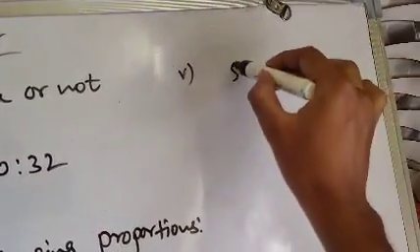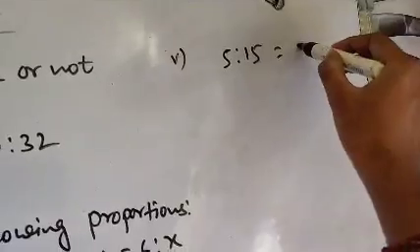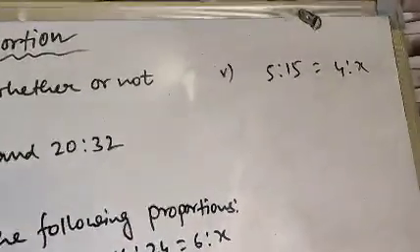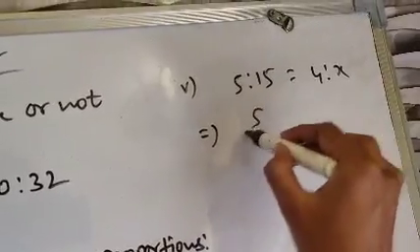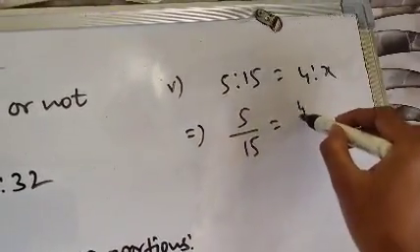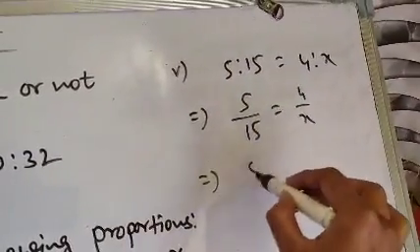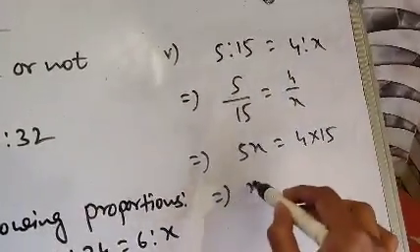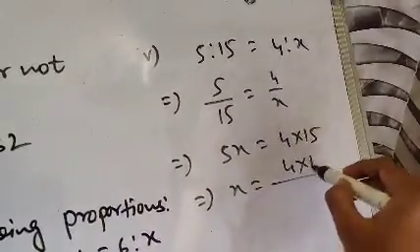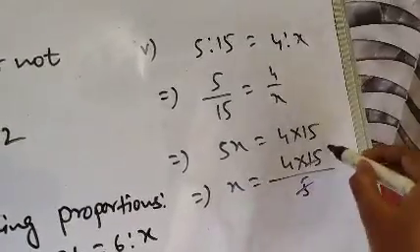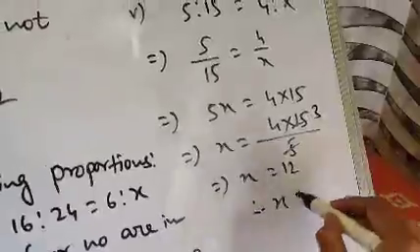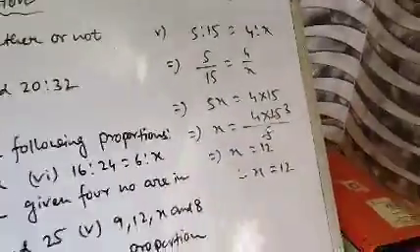Question number 5 says 5:15 equal to 4:x. Therefore 5 by 15 equal to 4 by x. Now cross multiply, 5x equals 4 into 15. Therefore x equals 4 into 15 by 5. Therefore x equals 12. Therefore we can say that x equals 12. This is the answer.